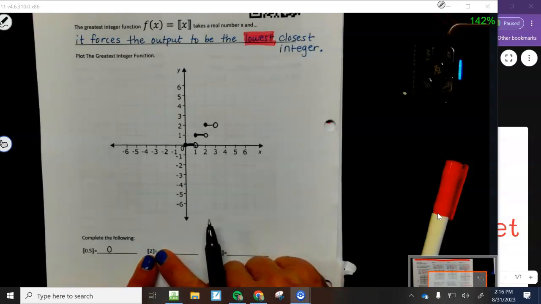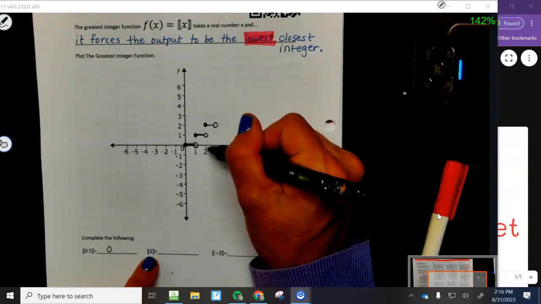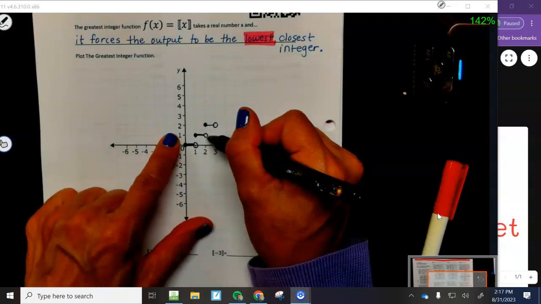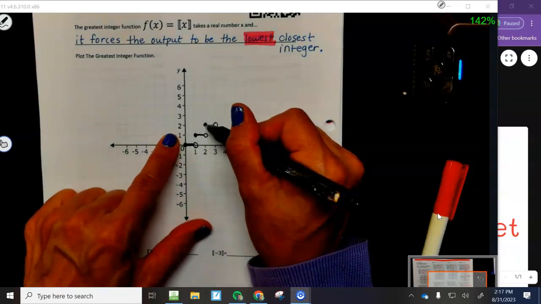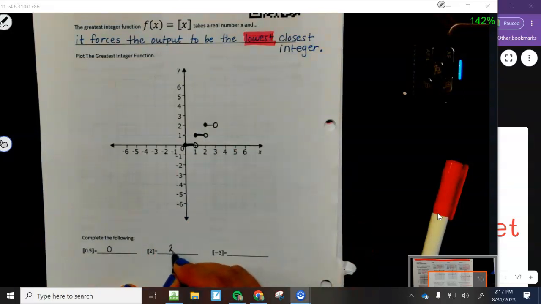Let's look what happens here. So if I have an input of 2, here's where x equals 2. What's the lowest integer that 2 is close to? Right on the nose. It's right at 2. So if I have an x value of 2, I'm skipping over 1 because it's not bubbled in, but what is bubbled in? 2. Let's keep going and analyze this function.